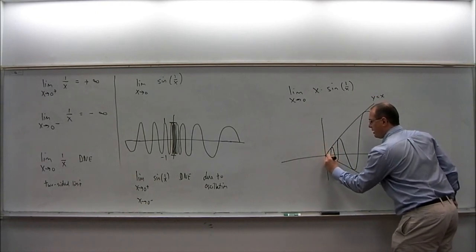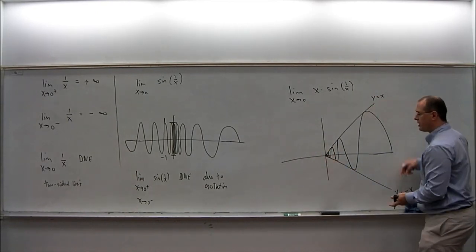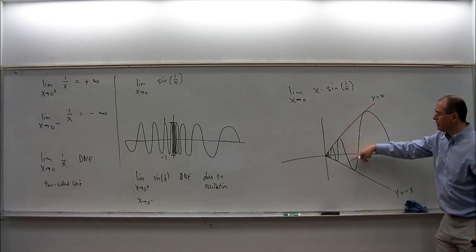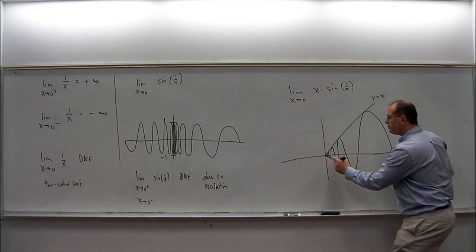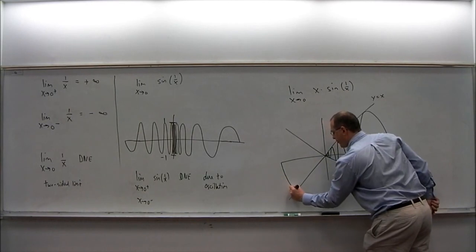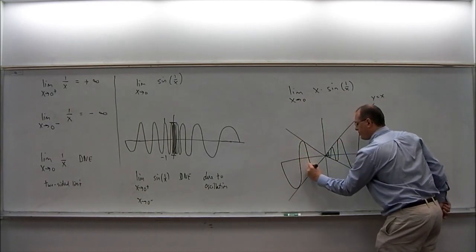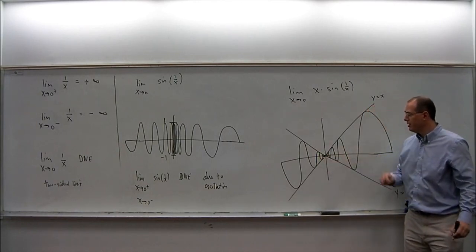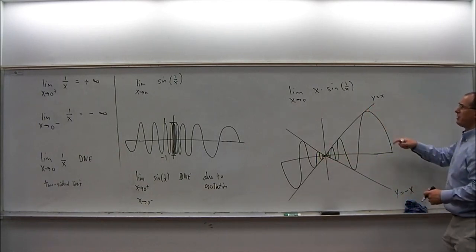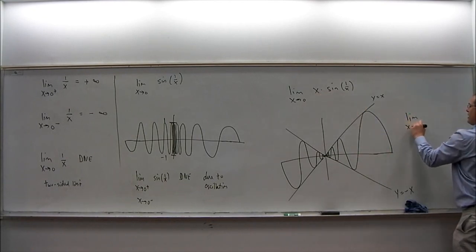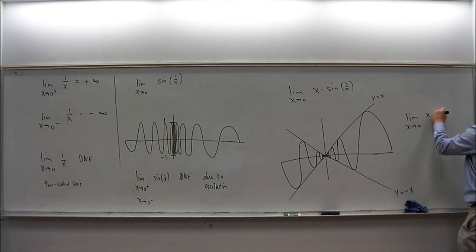But what's happening is that while the curve is oscillating wildly, it's also being damped by the x. So the amplitude is diminishing. And it looks the same on the other side. It oscillates between the 2 lines, and then it starts to oscillate very, very rapidly near 0. And in this case, though, because of the damping effect of the x, we can see that the limit as x approaches 0, on either side, we will get 0.